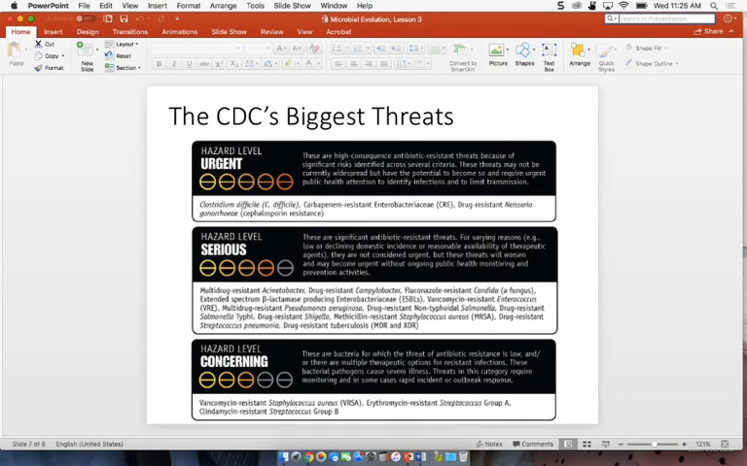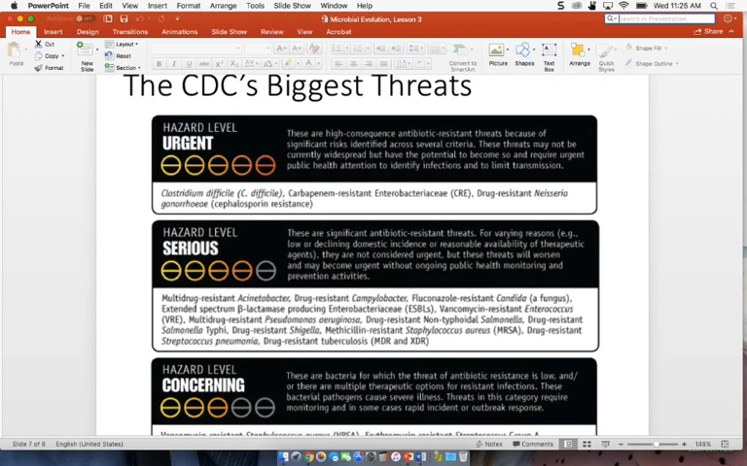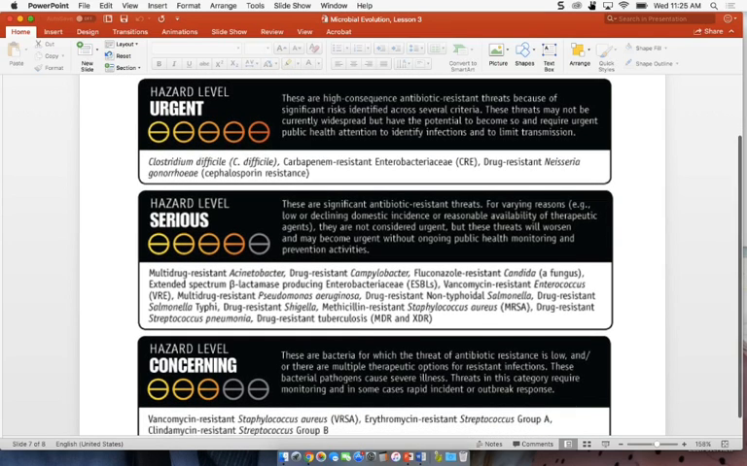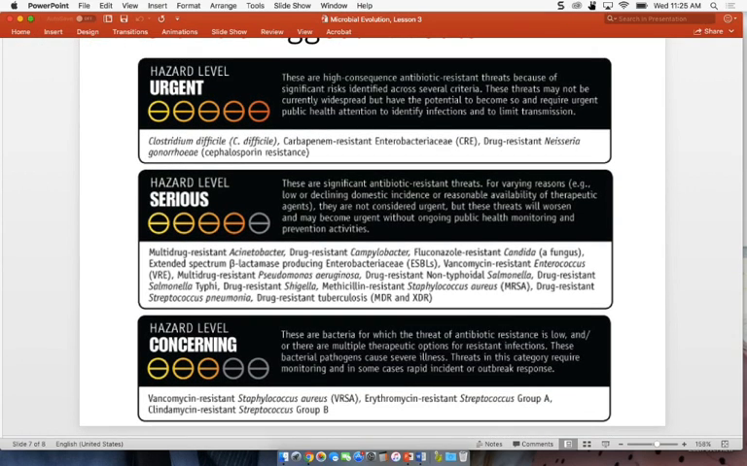But I just wanted to point out real quick then, here is what the CDC considers. This slide is a couple of years old now, but these are the organisms that the CDC, Center for Disease Control, consider to be the biggest threats right now with respect to antibiotic resistance. So it breaks them down into hazard level urgent, hazard level serious, or hazard level concerning. And these are placed into different groups based on factors like, well, do we still have other antibiotics that we can use to treat these organisms?